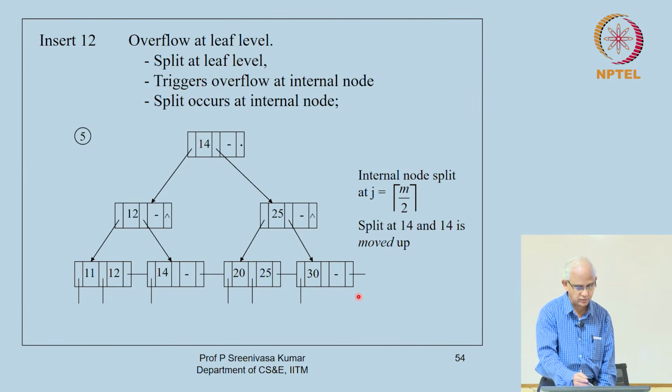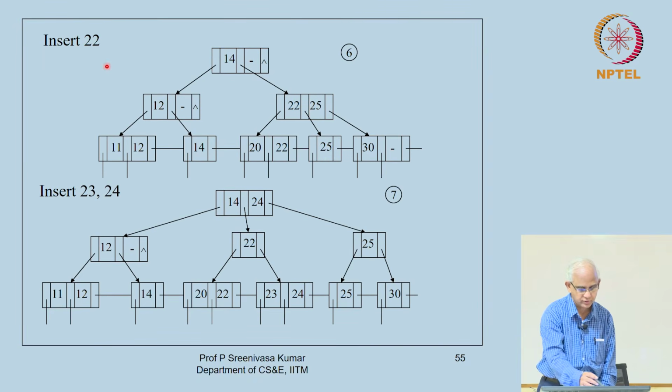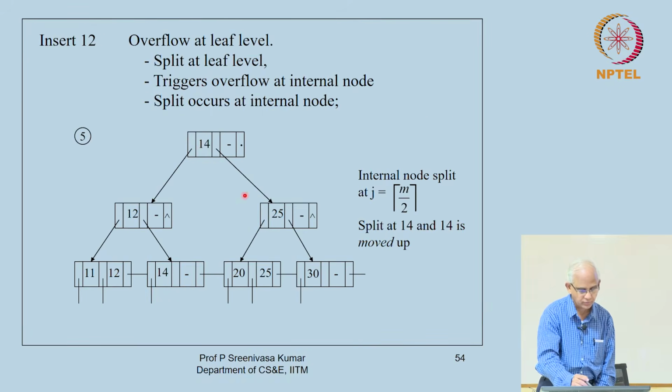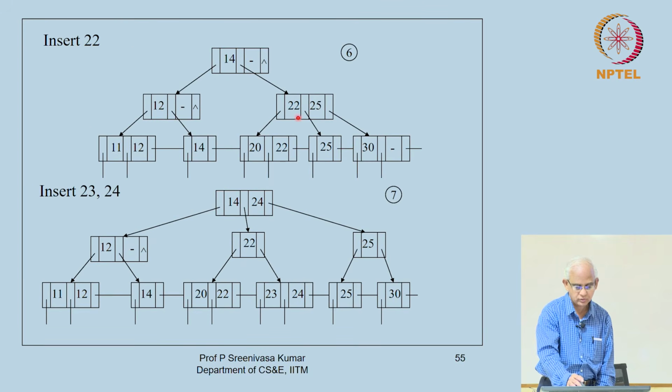Now, try to insert 22 into this. 22 is greater than 14, so you come here, and then 22 is less than 25, so you come here and try to insert here. With the usual policy, 20, 22, 25, two leaves will be created and then 22 will be moved up. There is space here, so 22 will come here. Let us see the structure. 20, 22 will come here, 22 is replicated up and the pointers will get adjusted appropriately.